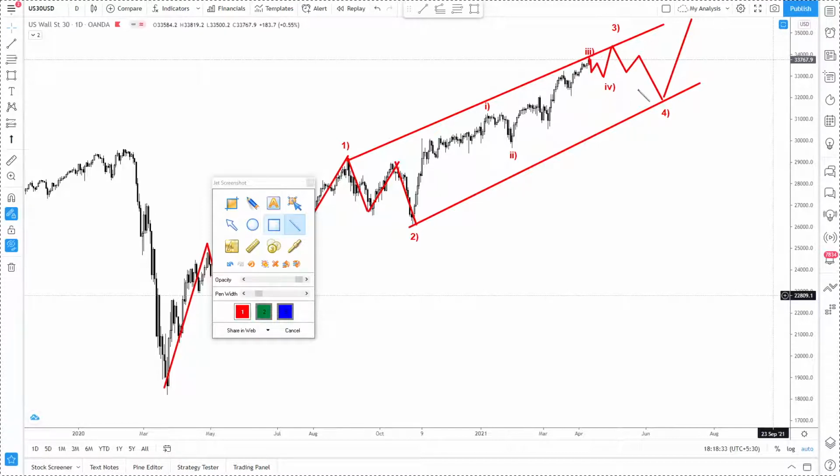We need to focus on this kind of three-wave structure. The 1, 2, 3, 4, and 5-wave structures got over. So now I'm expecting this kind of three-wave structure, whether it could be a small one, or a triangle, or it could fall from here and then again go one more high, and then make an irregular flat formation for the fourth, and then again one more high is also possible. After finishing this three-wave structure, the bigger third wave, I'm expecting a fourth wave. So this is my view in US30.